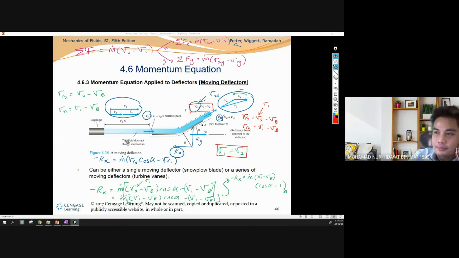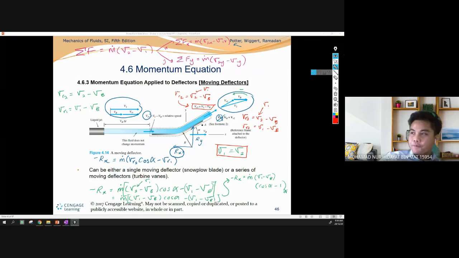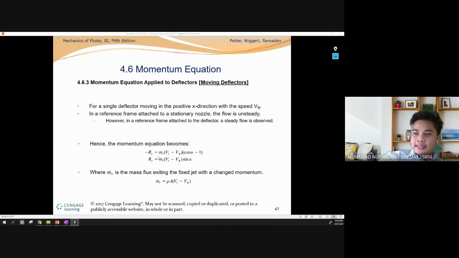Anyone wanna ask? Okay. So from this one, remember we have the Bernoulli equation, V1 equal to V2. This part they try to shortcut. Basically, it is VR2 equal to V2 minus VB, and because V2 equal to V1, they replace it directly with V1. So that's why you can go directly here. So from here, we managed to get the summation of force in X component, negative Rx equal to mass flow rate times V1 minus VB multiplied by cos alpha minus 1. You can see it is the same.